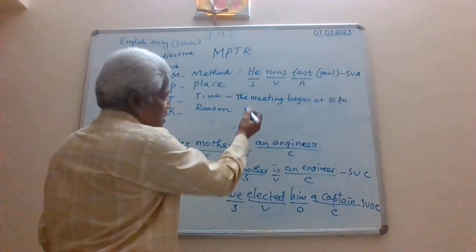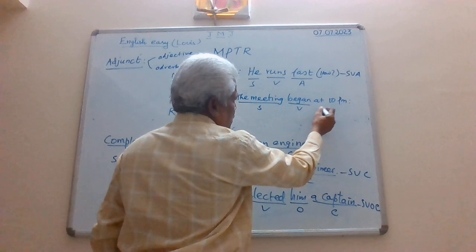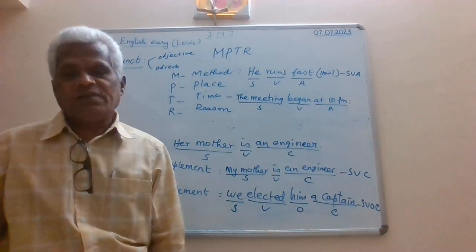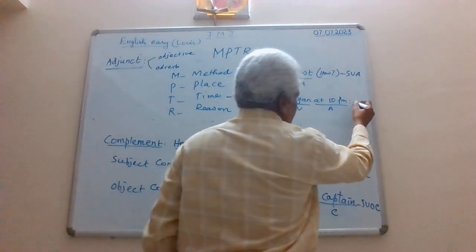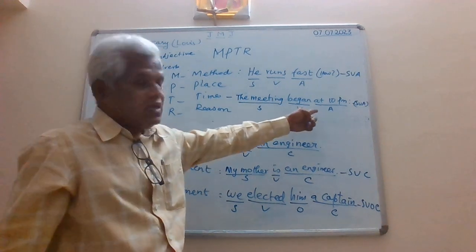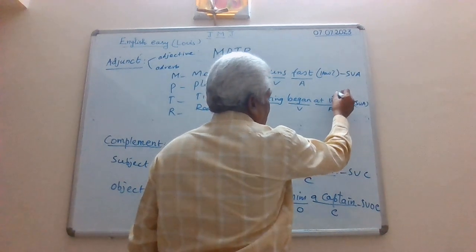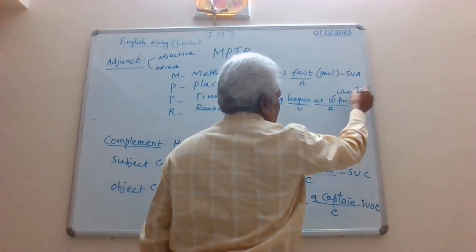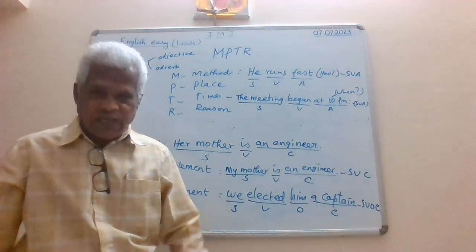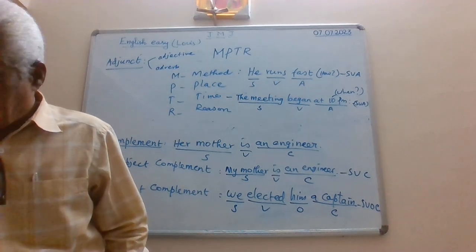Okay, now what is your subject here? The meeting is your subject. Began is your verb. At 10 p.m. is your adjunct here. This also again pattern is SVA of course, but it tells you when it answers the question when. So when you have the word answering the question when, it is an adjunct and it will tell you about the time.